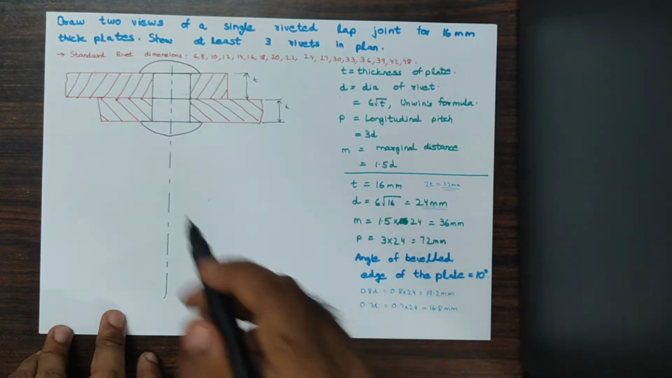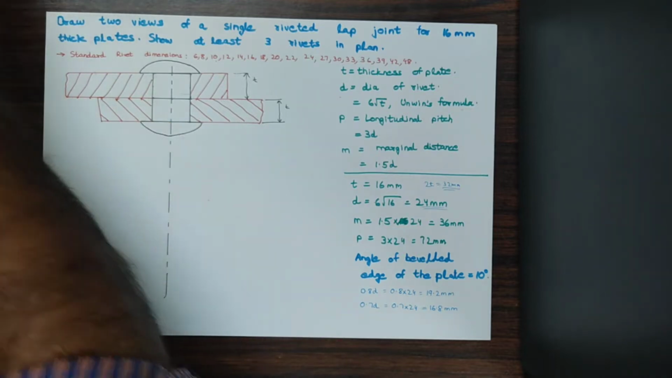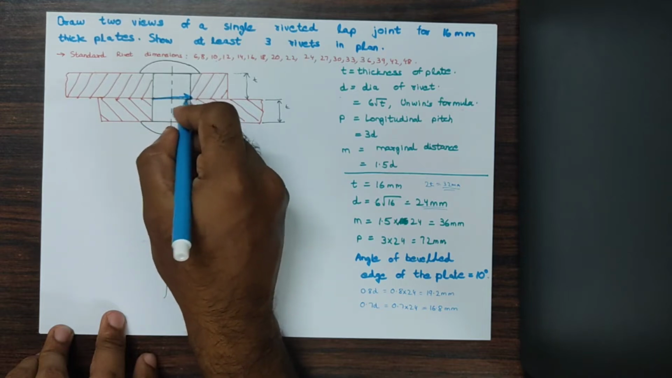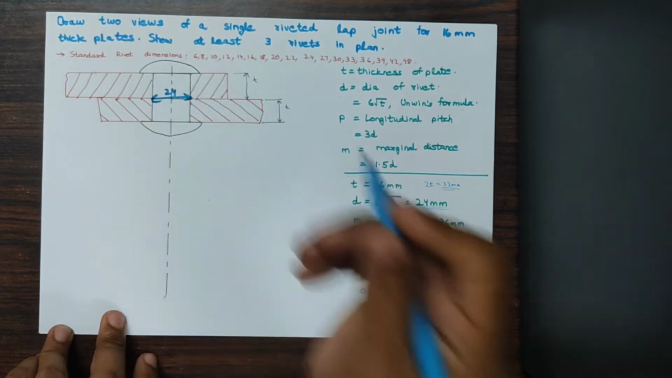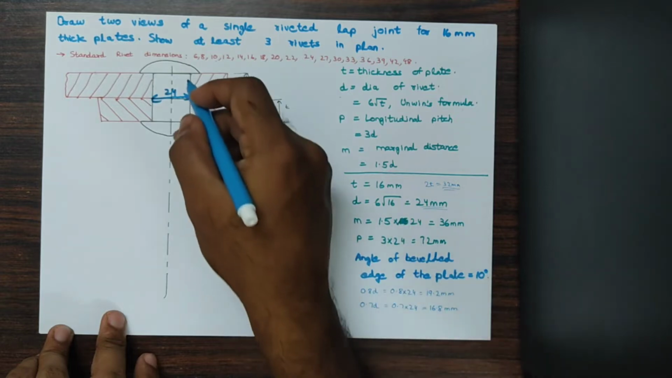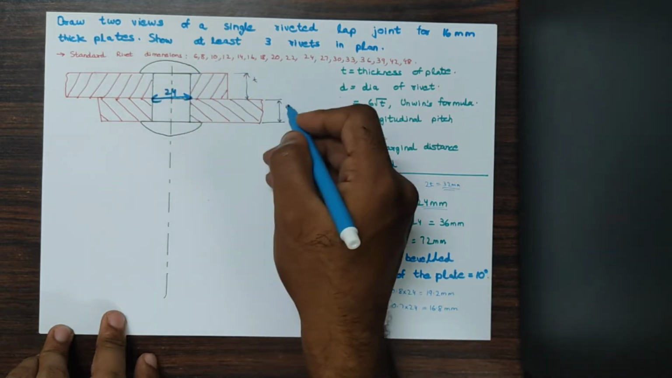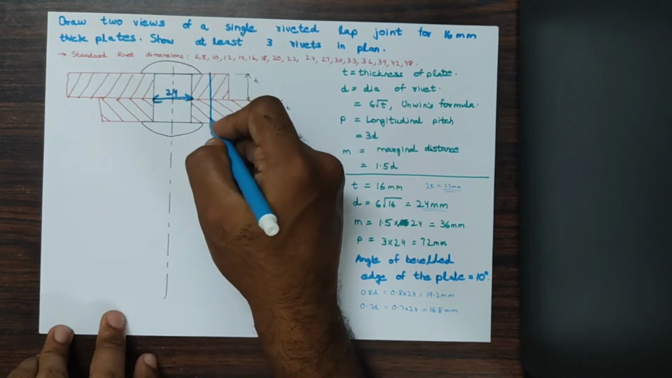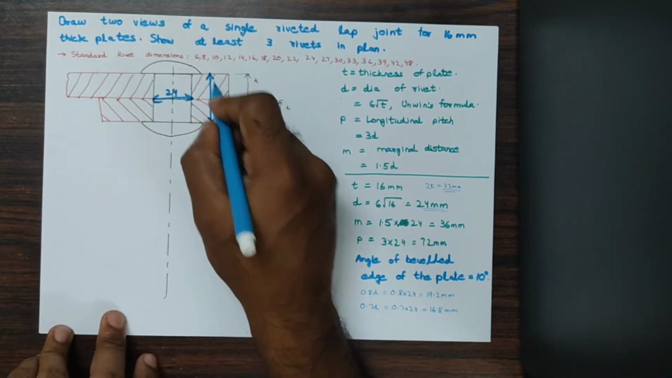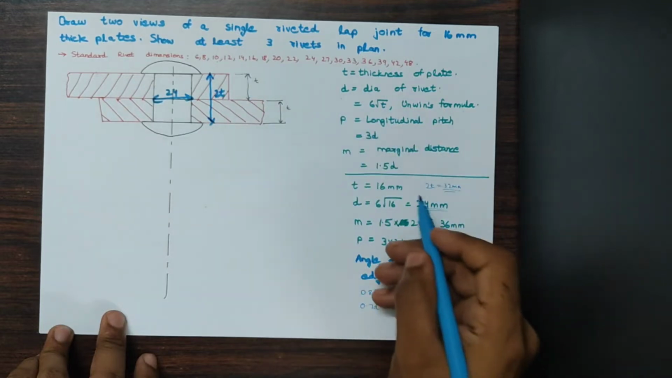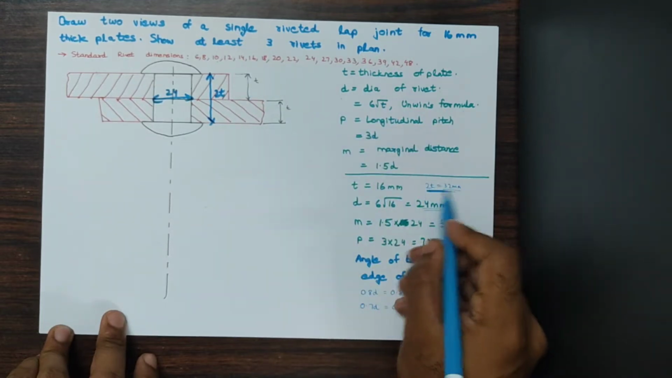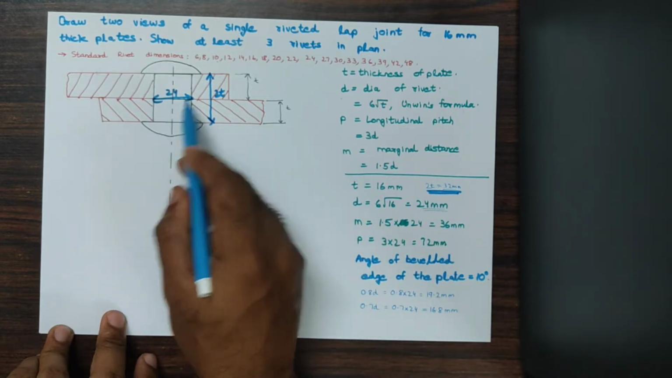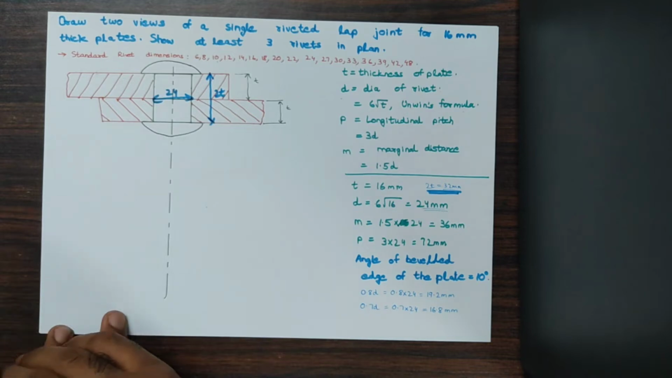So the diameter of my rivet will be 24. So here the diameter of my rivet, this much distance, will be 24. And what about the height of this rivet? That height will be 2 times thickness. Okay, so the height of my rivet will be 2 times T. Here T is given as 16 mm, so 2 times T will be 32 mm. So I have obtained the diameter as well as height of my rivet.